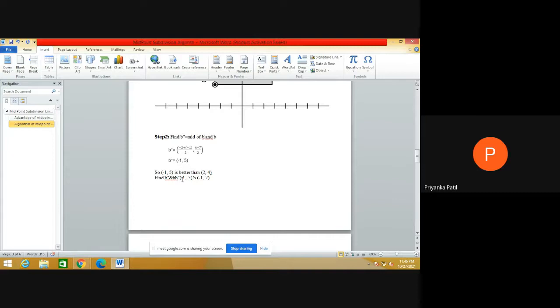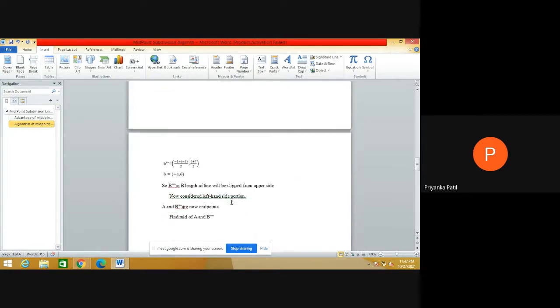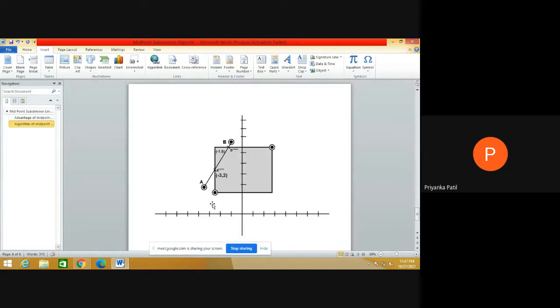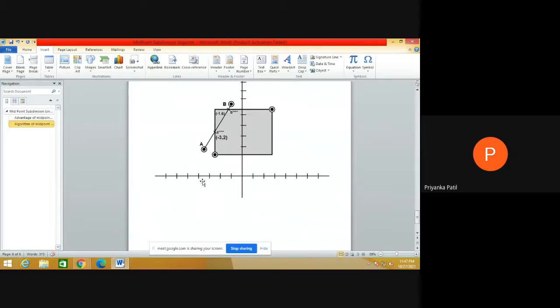We compare again and check the visibility of the particular line. So we get the visible portion of the line, because we can divide the line into n number of parts. Again we apply it on the given line segment, and again check the visibility of the portion. So this is the basic concept of the line segment here.